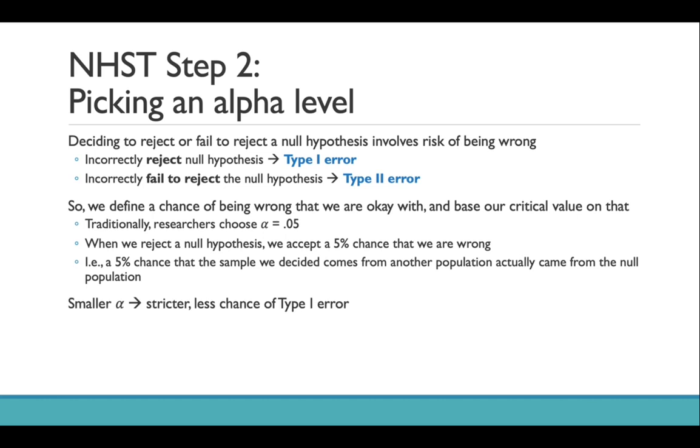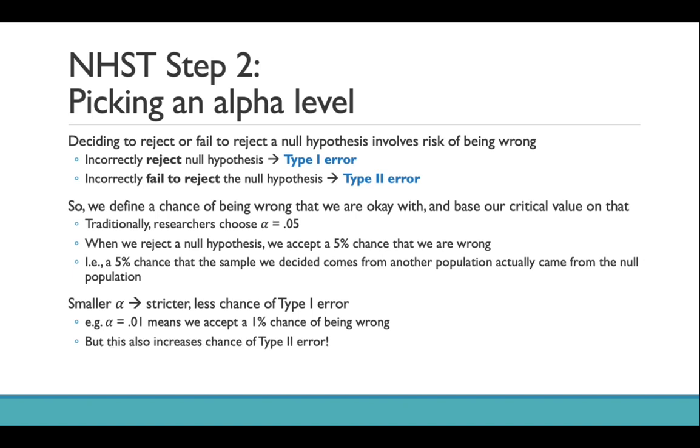If we use a smaller value of alpha, we impose a stricter criteria, and have less risk of a type 1 error. So, if our alpha is 0.01, it means that we're only accepting a 1% chance of being wrong. But of course, this also increases the chance of type 2 error. So we're less likely to incorrectly think there's an effect when it's actually just noise, but we're more likely to incorrectly think that it's just noise when there's actually an effect.